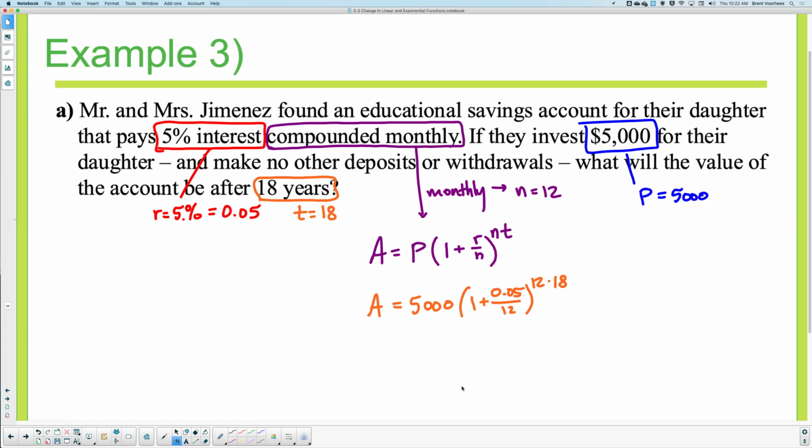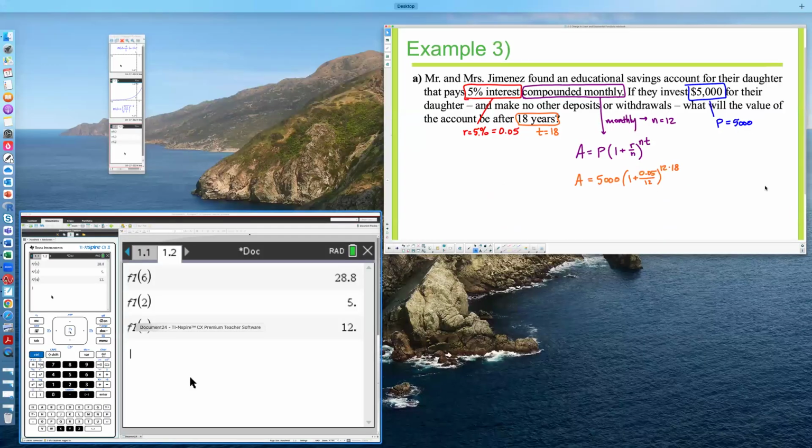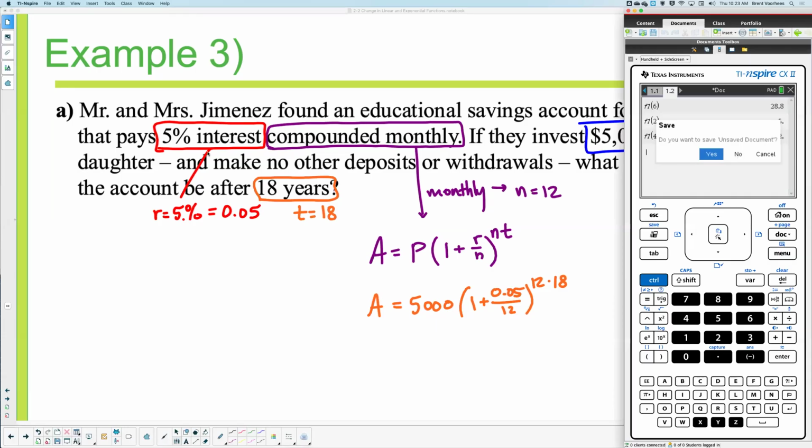You have $5,000 to work with. And you're like, great. And then you open up your account. Is it only going to be $5,000? No, it was making interest. And so let's see what your $5,000 turned into.